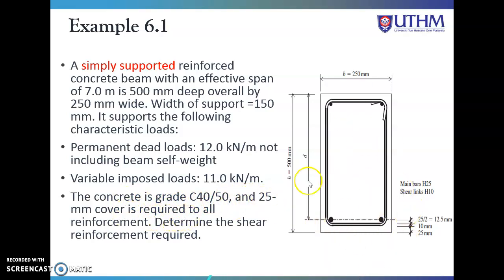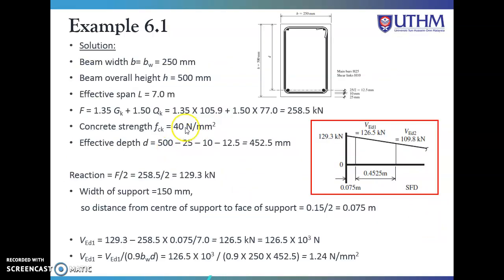Okay, as shown here. Okay, so dia dah bagi kita dia punya lebar, dia punya B dia bagi, H dah bagi, so D boleh dikira melalui perkiraan. So D sama dengan H tolak cover, link and juga half of the diameter size. So dia dah bagi tahu size of the bar. Okay, so kita keluarkan balik.